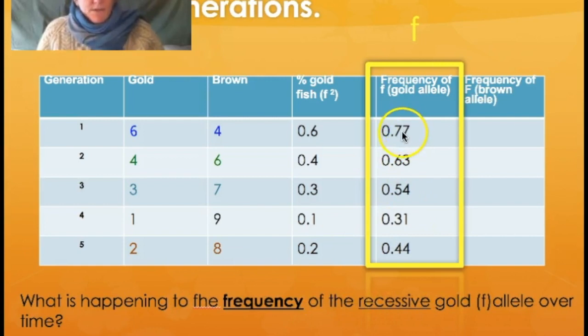So if we look at these numbers, it goes 0.77, 0.63, 0.54, 0.31, 0.44. What's happening over time? What's the trend in these numbers? I'll let you think about that.